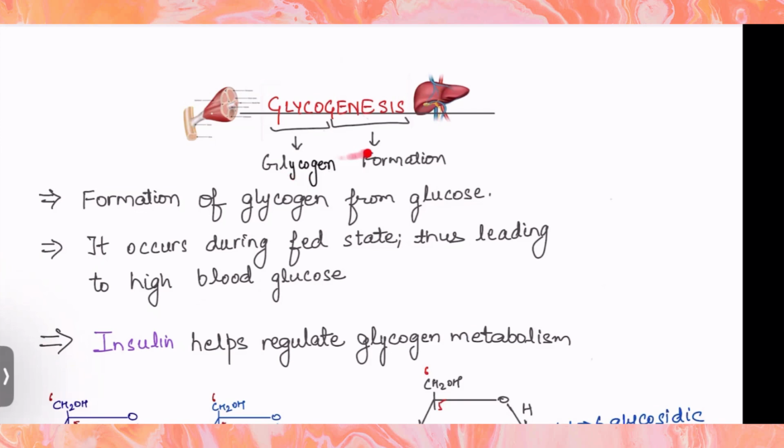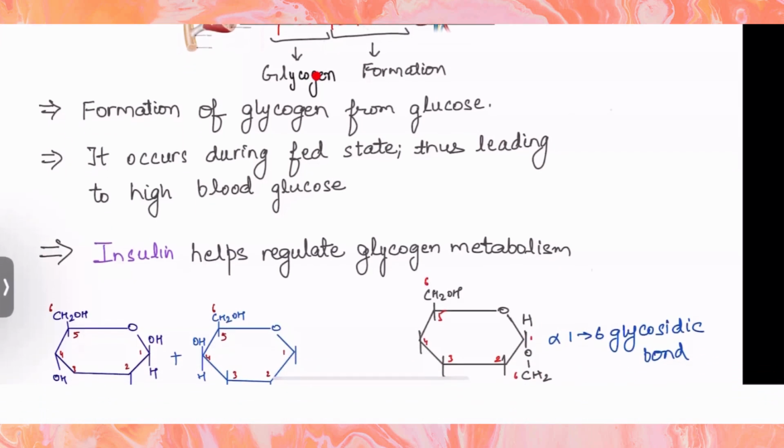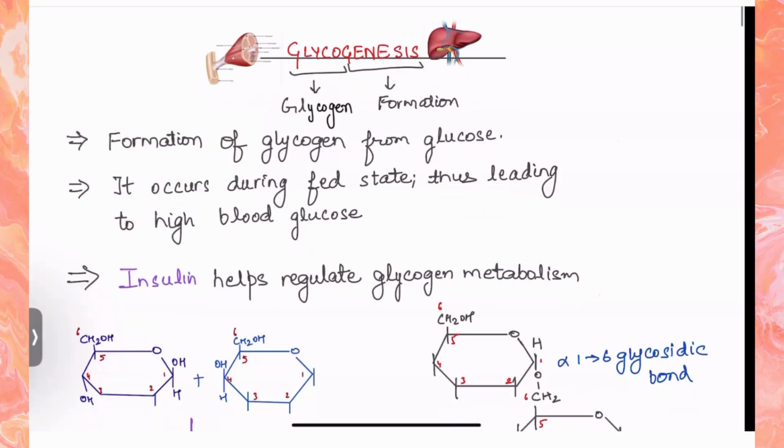Glycogenesis is one of the pathways of glycogen metabolism. We have already discussed glycogen catabolism, that is glycogenolysis, in our previous video. I will put the link of that video in the description box.